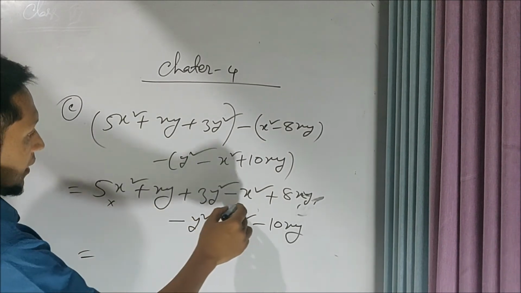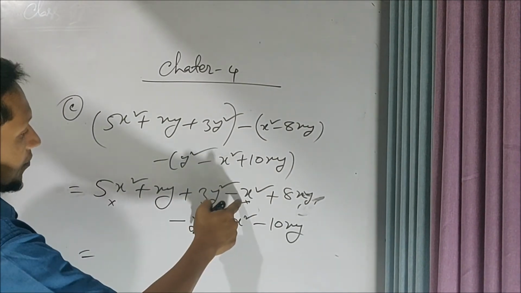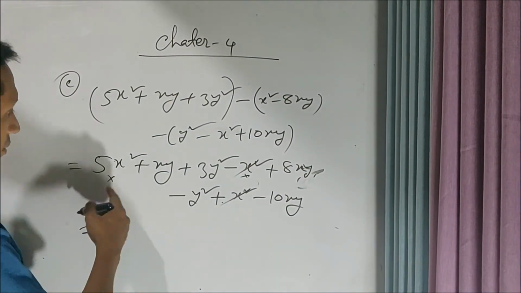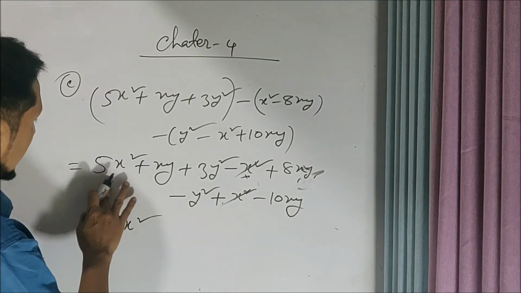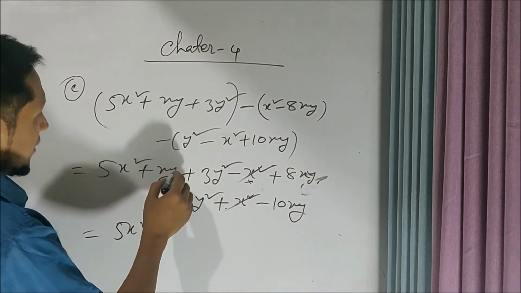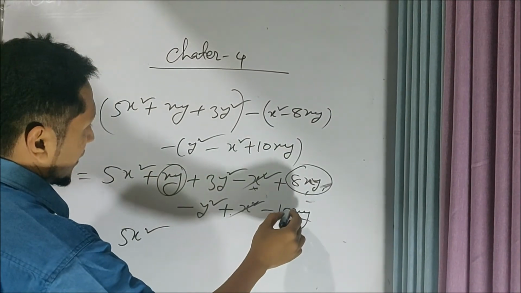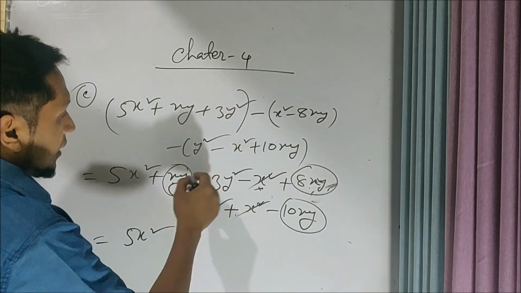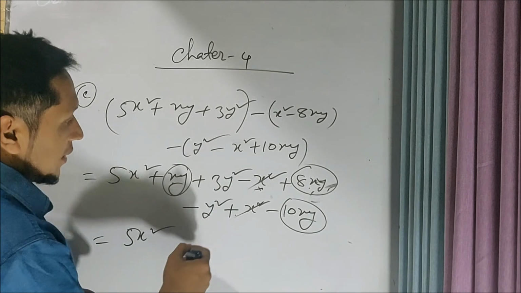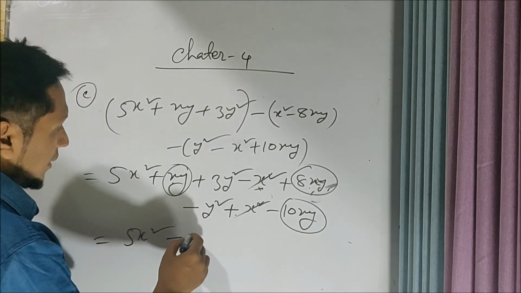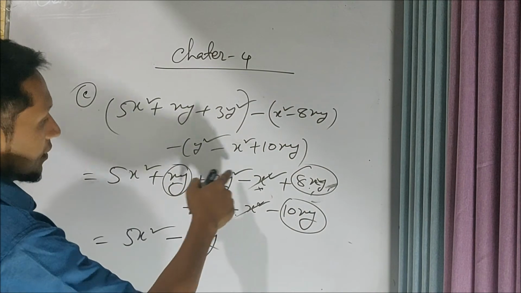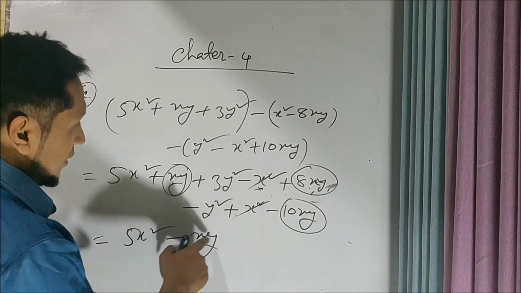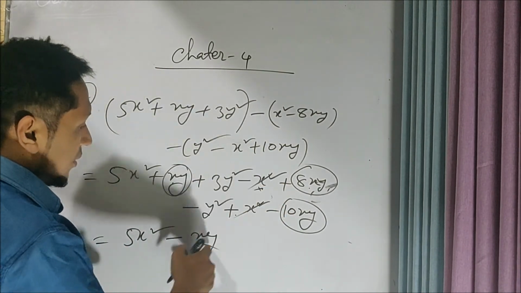Here you see 5x square and x square. Positive 5x square, negative minus x square, and there is also another plus x square. So this can be omitted. So 5x square will be remaining here, and another like term xy, 8xy and 10xy. These three are like terms, and we can add 8xy and xy. That will give 9xy, positive 9xy and negative minus 10xy. So it will be minus xy, because minus 10xy plus 9xy. Minus sign is bigger, so minus sign will be present in answer, and 10xy and 9xy will give xy.